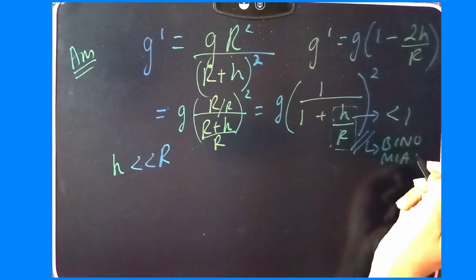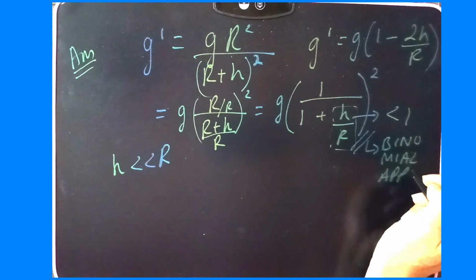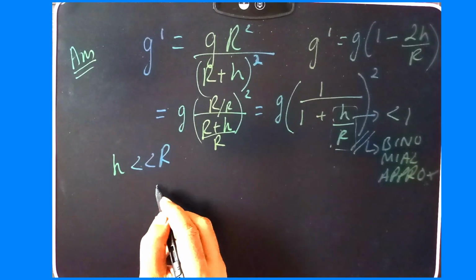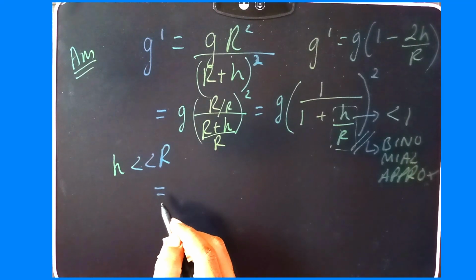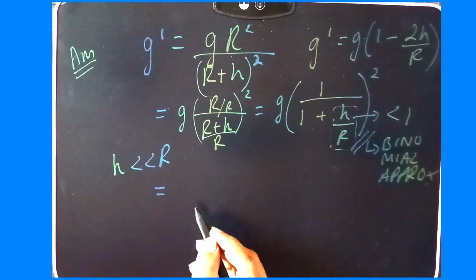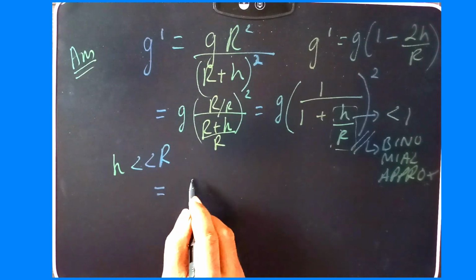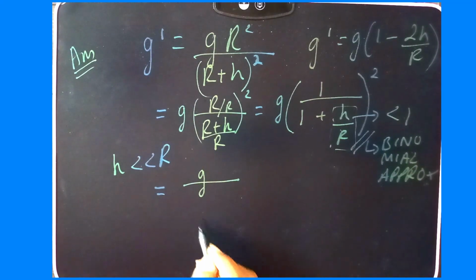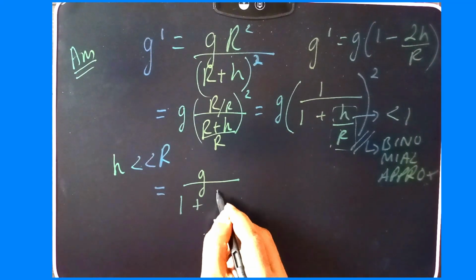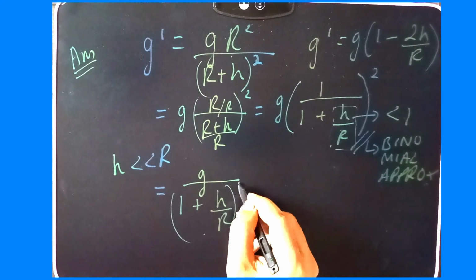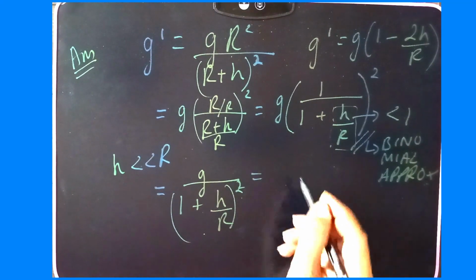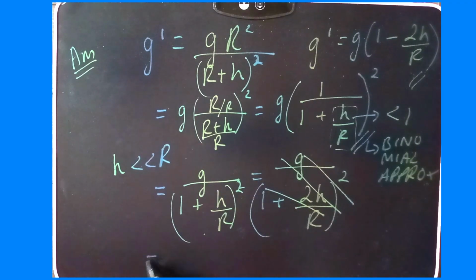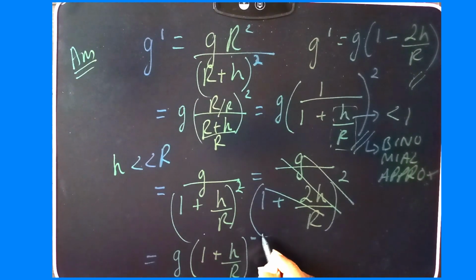Binomial approximation. So shall we use binomial approximation for that? If you use binomial expression, what will you get? You will get g on top, obviously, divided by (1 plus h by R) the whole square. If you use binomial approximation, we'll move it to the numerator first. We'll get g (1 plus h by R) raised to minus 2.